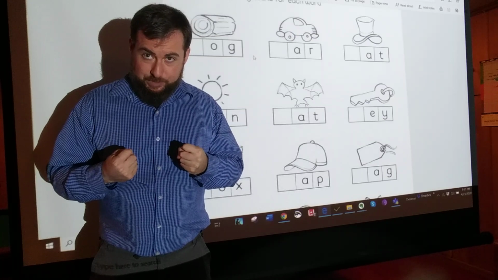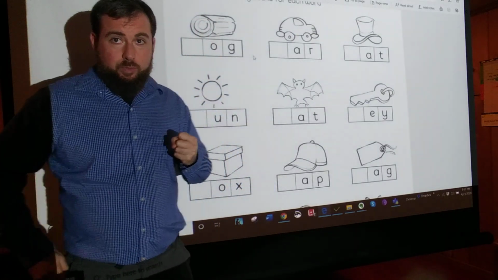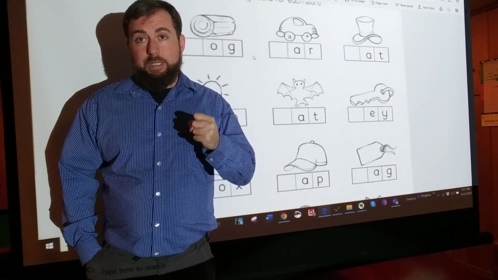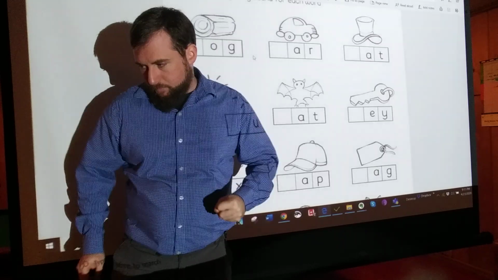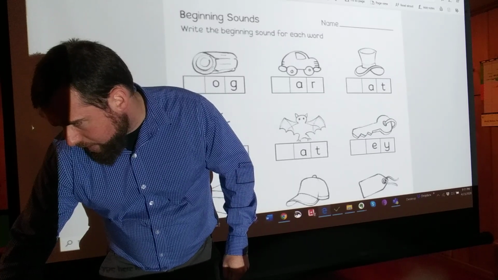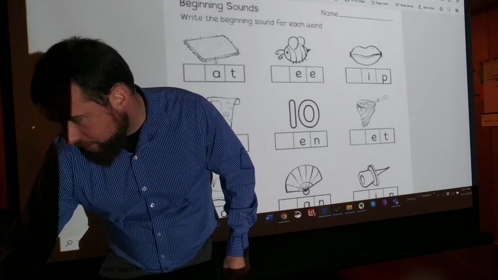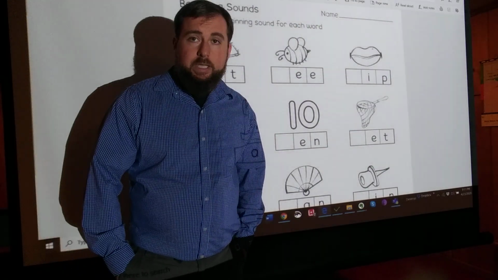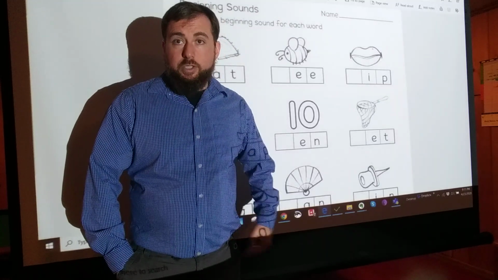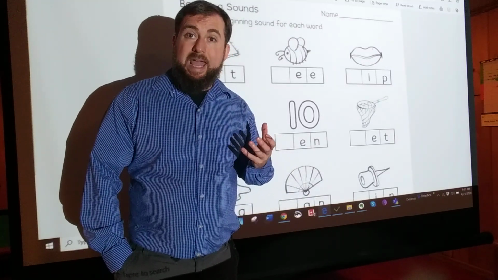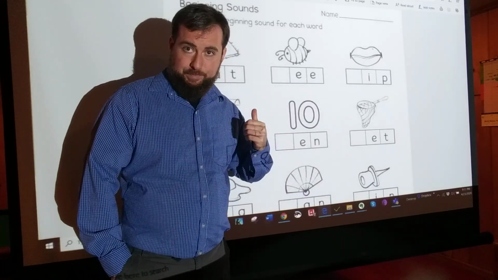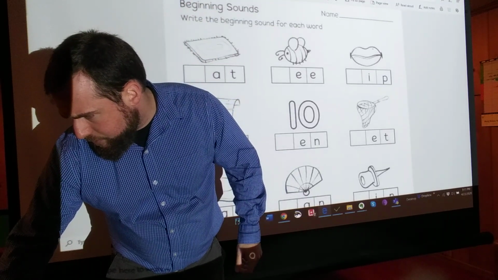To complete this lesson, you will need to print off the activity sheets that are included in the description of the YouTube video. That is this one, sheet 3A, and this one, sheet 3B. It is best if you have access to a printer, so you can print them off. But if you don't, just pull them up on your computer and write down the words, including the answers, on a separate sheet of paper. Okay?